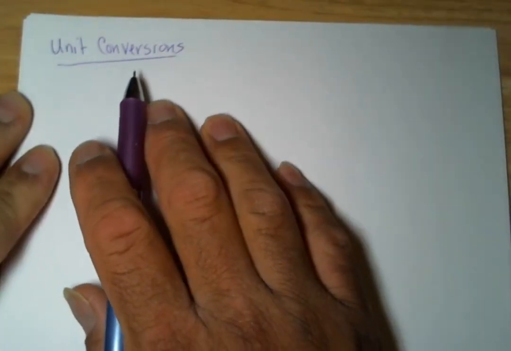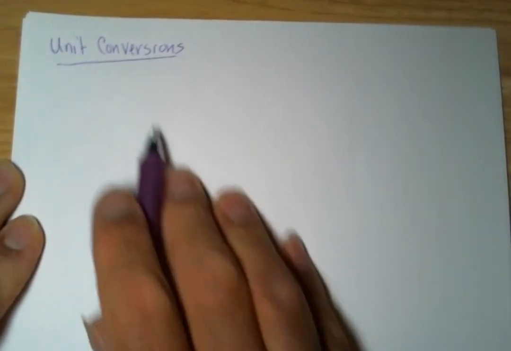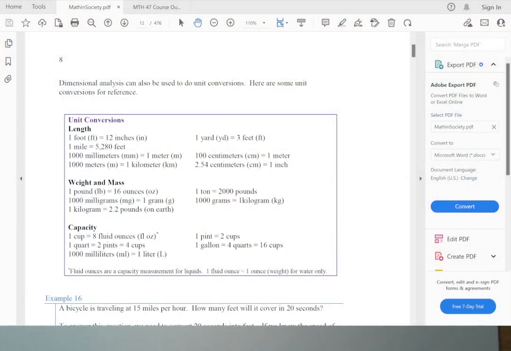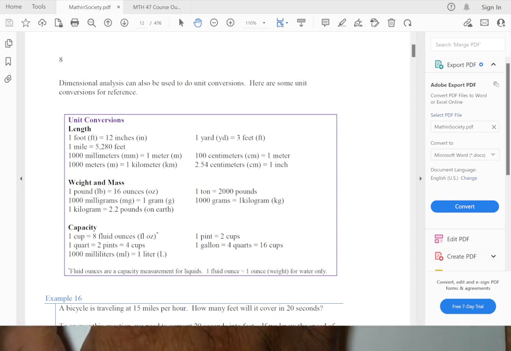Okay, so in this video we're going to look at unit conversions. So we're going to be converting between different units. Now, for these problems, I'll be referencing a page in our book. If you look at our PDF copy of the book, around page 8 in the textbook, not necessarily the PDF file page number, here's a table of nice unit conversions. This will come in handy when we're trying to go from one unit to another unit.